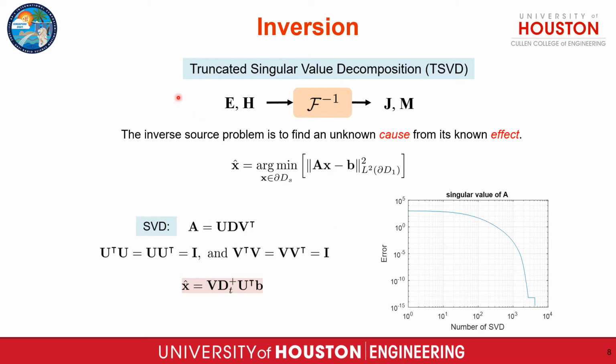So we need to use the truncated singular value decomposition method. So A is decomposed in this form. Then we need to calculate the pseudo-inverse of A. And finally, we can get the solution of this X, which is in this form. In the right figure, you can see this is the error versus the number of singular values. If we use more singular values, we can get the lower error. But actually, we can truncate these singular values by setting a threshold of this error.